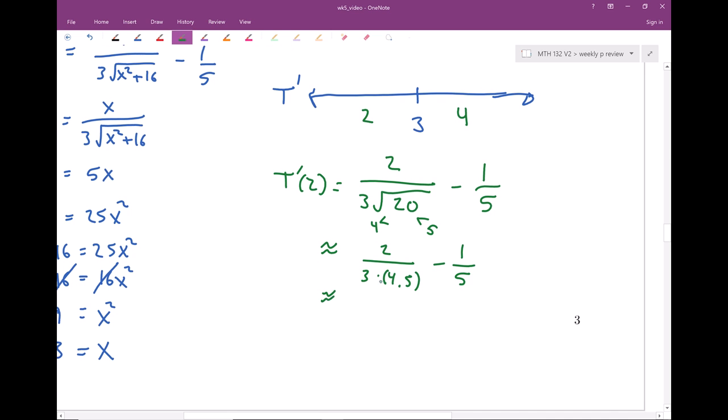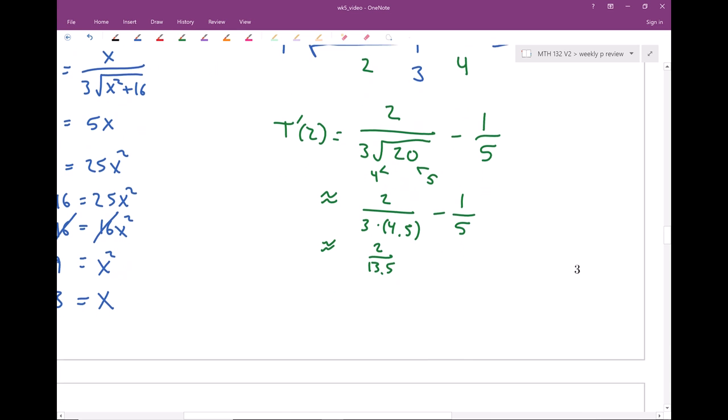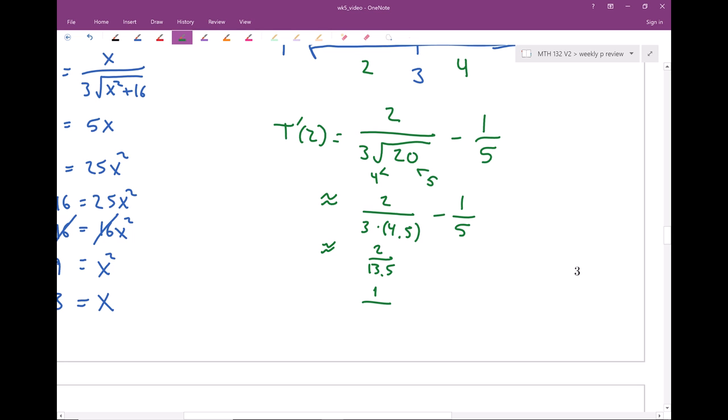All right, so let's go ahead here. 3 times 4.5, well, that's going to be, let's see, 13.5. So 2 divided by 13.5 there. And then finally, let's go ahead and simplify this. We're going to have 1 divided by, and if I cut 13.5 in half, well, if you cut 13 in half, that's going to be 6.5. And if you cut a half in half, you get a quarter, right? So that's going to be 6.75. And you subtract away 1/5.